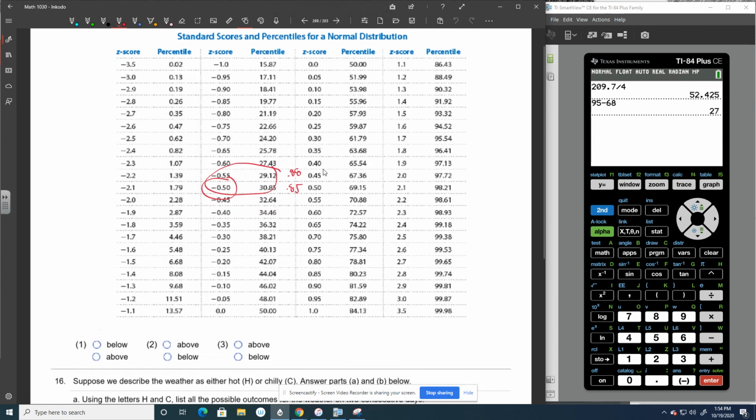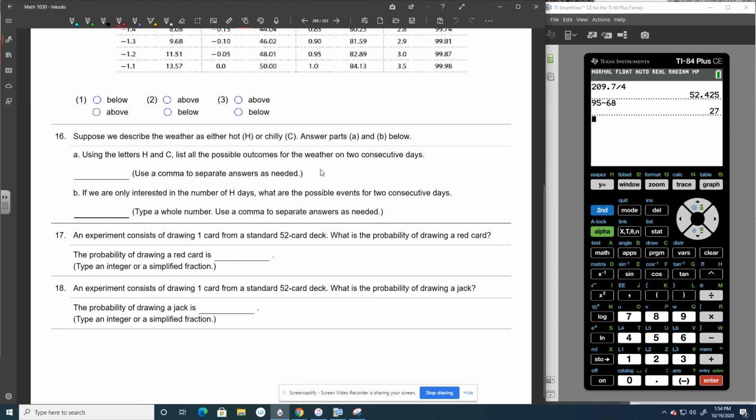Okay, 16. Suppose we describe the weather as either hot or chilly. Answer parts A and B. Use the letters H and C to list all possible outcomes for the weather on 2 consecutive days. So you could have a hot, hot. You could have a hot and then a cold. You could have a cold and then a hot, or you could have a cold and then a cold. So you can have HH, HC, CH, or CC.